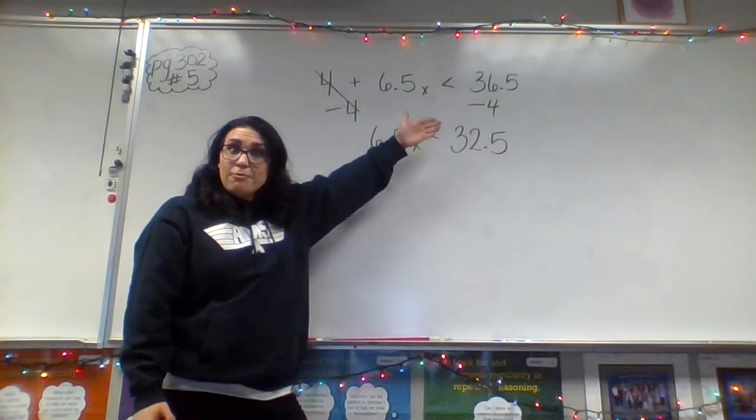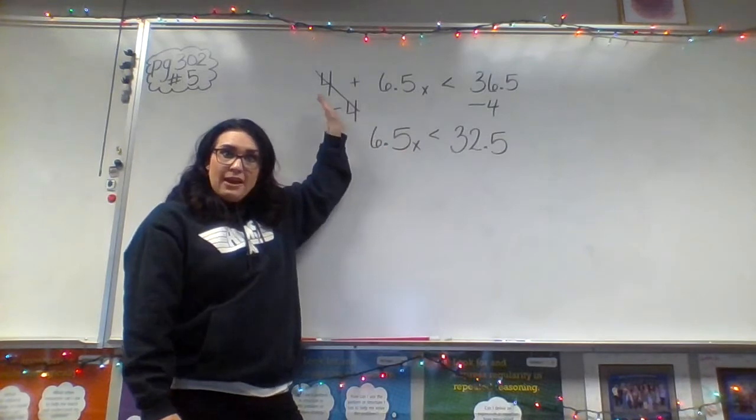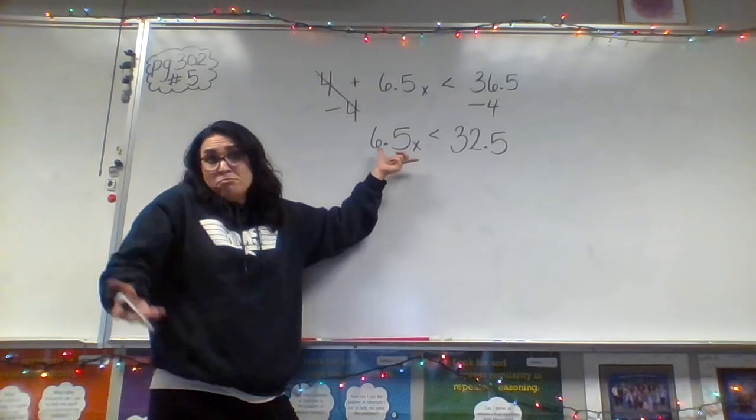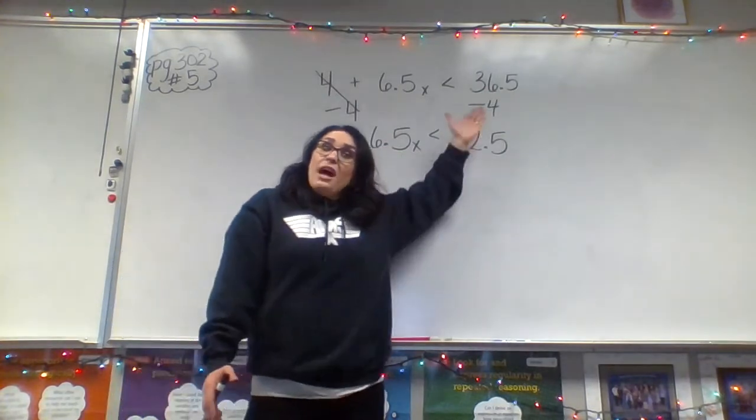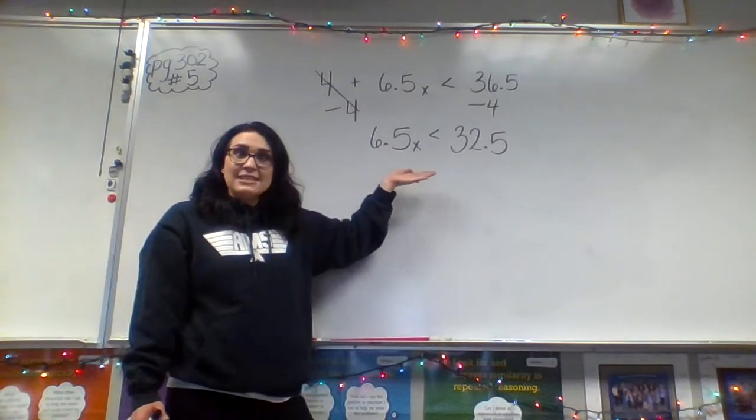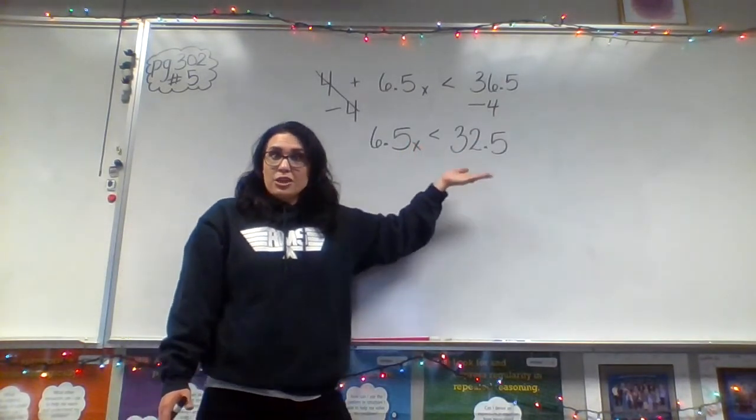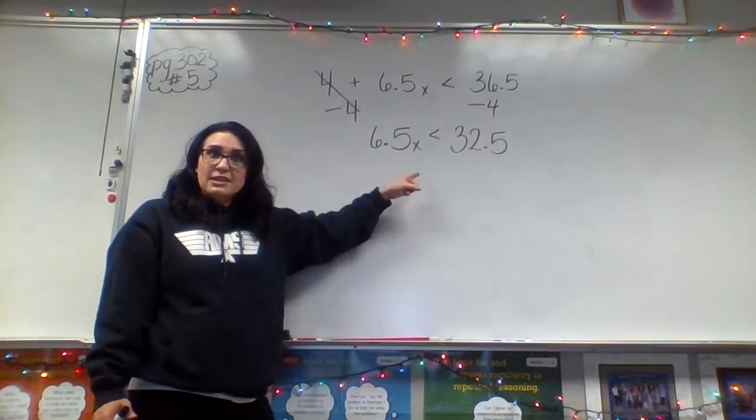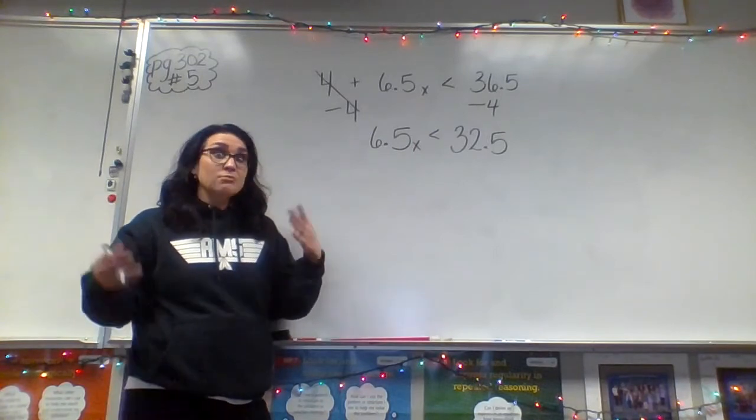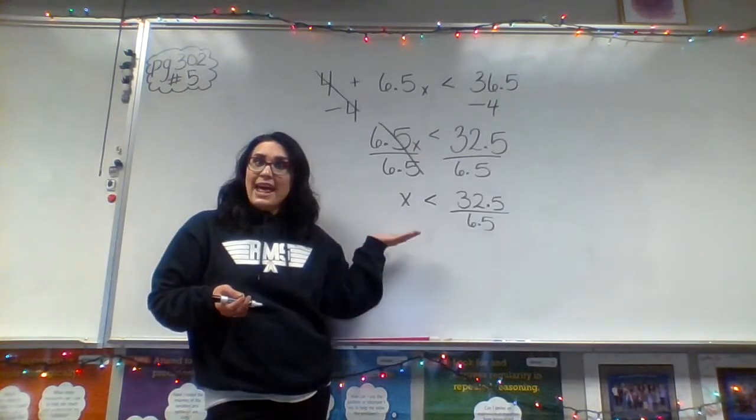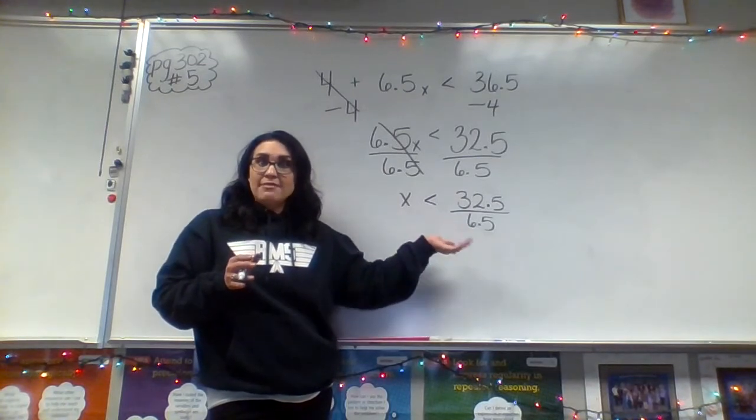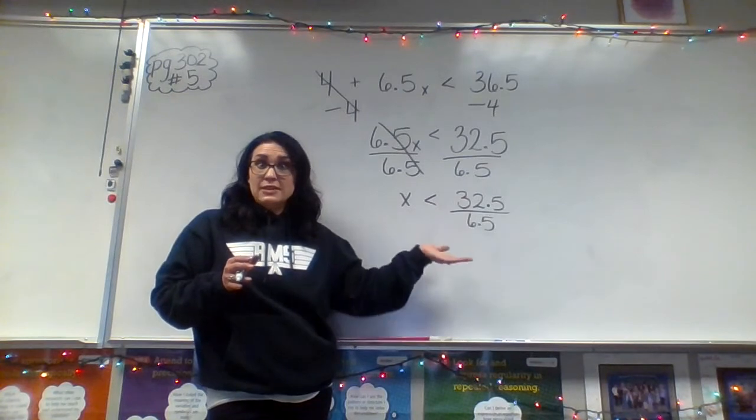So when we subtract 4 from both sides of our inequality, remember, adding 4, subtracting 4, that cancels each other out. That gets us our coefficient and our variable together, which is really nice. And then 36.5 minus 4 is 32.5. So now we have 6.5 times x needs to be less than 32.5. Now remember, a coefficient next to the variable represents multiplication. How do we undo multiplication? We divide. So my friends, we know that x is less than whatever the quotient, whatever the answer to 32.5 divided by 6.5 is.